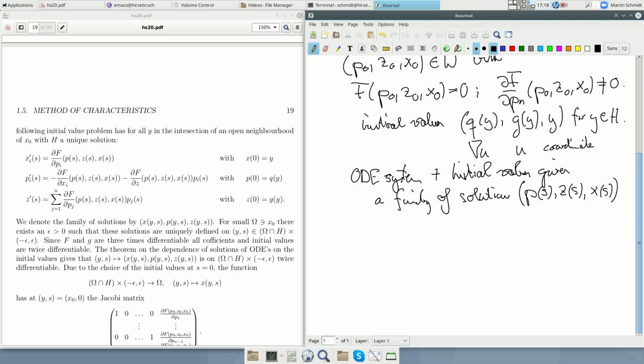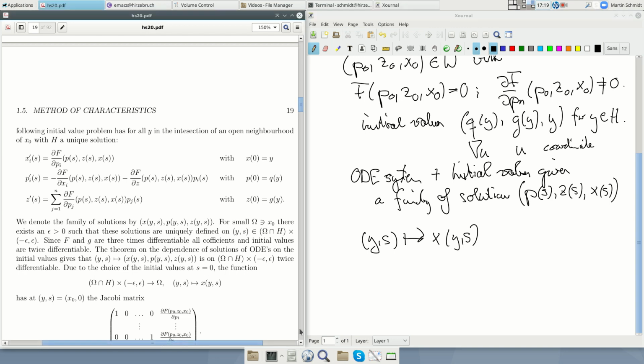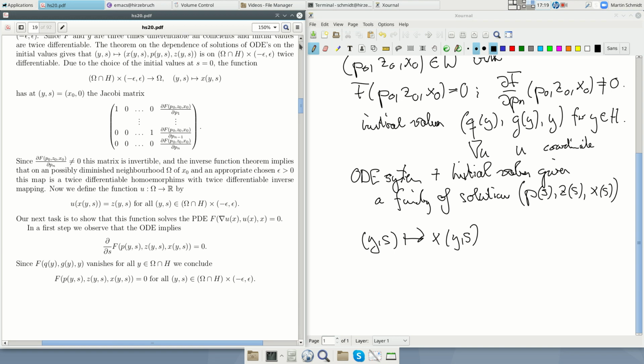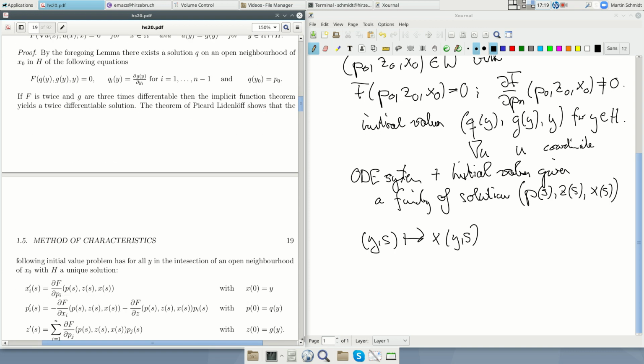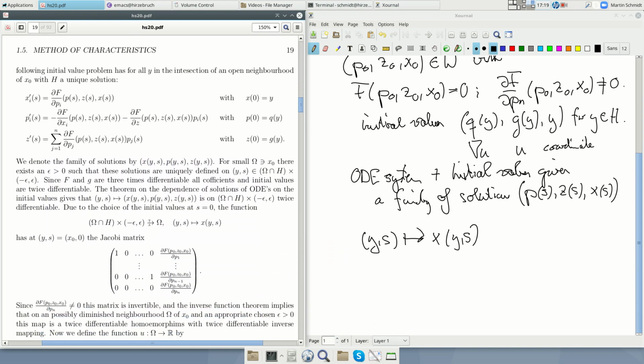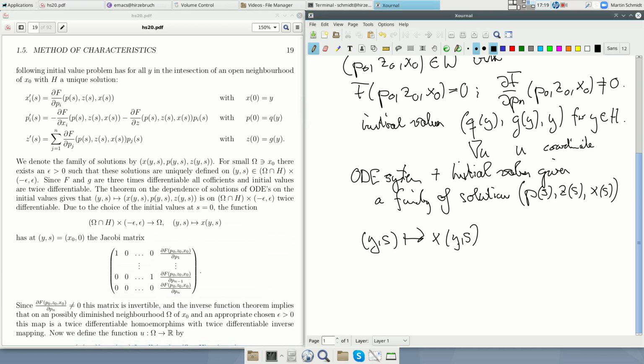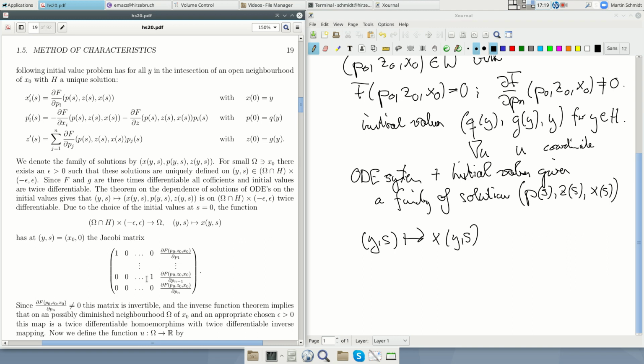So the first thing is that we think about this map (y, s) going to x of (y, s), and we calculate the derivative of this map. Now, if we look at our ODE system here, this is given by such a derivative. So if we insert this in the Jacobian, of course, with respect to y, x is just fixed.